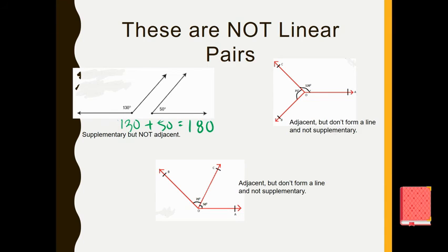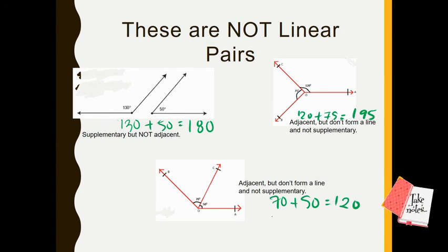Here is an example of not a linear pair. They are adjacent, but they don't form a line, and they are not supplementary. We add them together, that gives me 195. This one here is adjacent, but doesn't form a line and is not supplementary. So they are adjacent, but they don't equal 180.